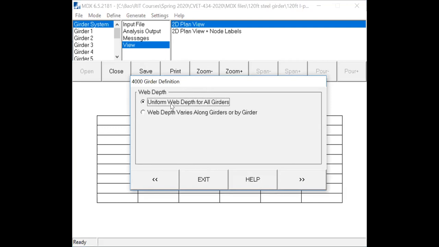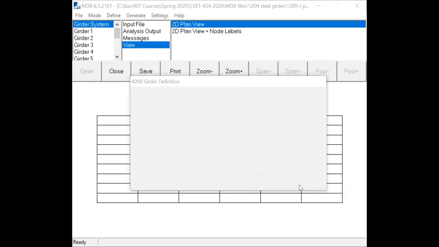And uniform web depths for all girders. Yes, we use the same design for the web. For uniform depth for all girders, we start with 50 inches, and this is based on the depth to span ratio requirement. And for web thickness, we use uniform web thickness for all girders. The uniform web thickness is 0.5. Start with half inch thickness.